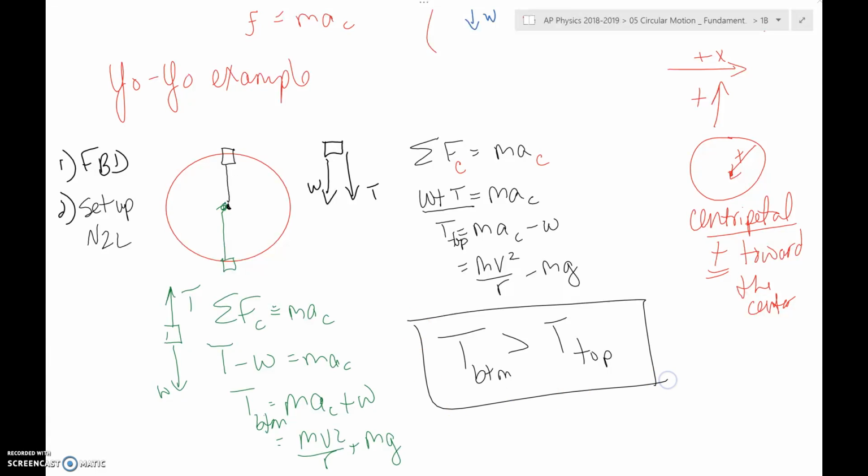Okay, and that was the last bit I needed to share with you. I wanted to share with you how centripetal force works, that it's not its own type of force, that it's really the sum of the forces that is keeping something moving in a circle.